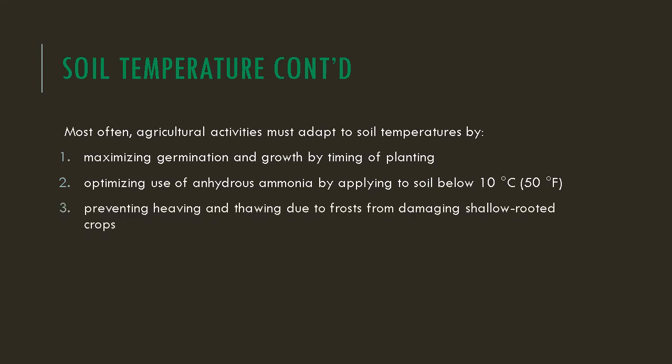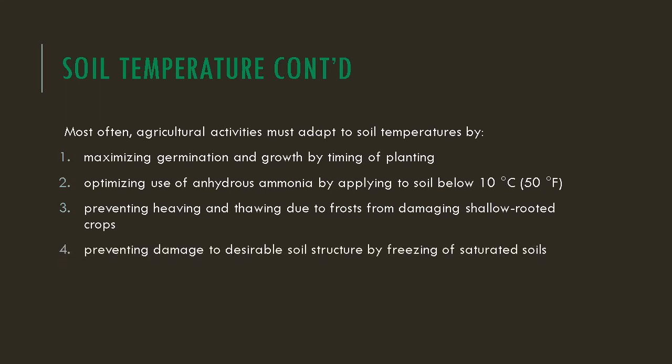And if you can prevent heaving and thawing due to frost from damaging shallow root crops, then you will be adapting to agricultural activities unhindered by the soil temperatures. And also preventing damage to desirable soil structures by freezing of saturated soils. And lastly, by improving uptake of phosphorus by plants. If you can increase the temperature of the soil by using, for instance, dark mulch, then you expect at the end of the day that the uptake of phosphorus is going to be enhanced.